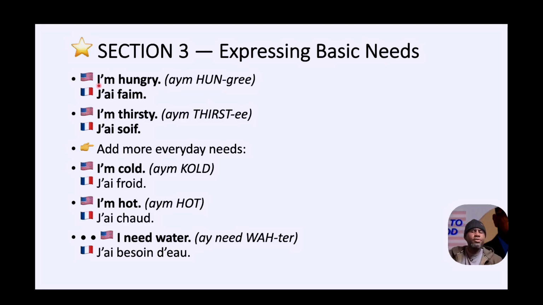Let's start over. I'm hungry. J'ai faim. I'm thirsty. J'ai soif. I'm cold. J'ai froid. I'm hot. J'ai chaud. I need water. J'ai besoin d'eau.